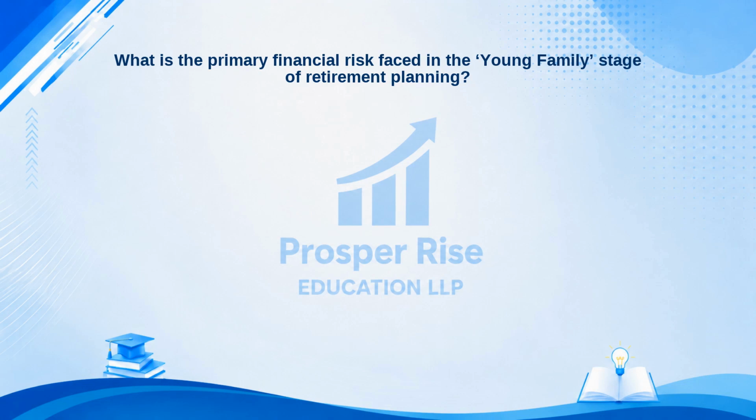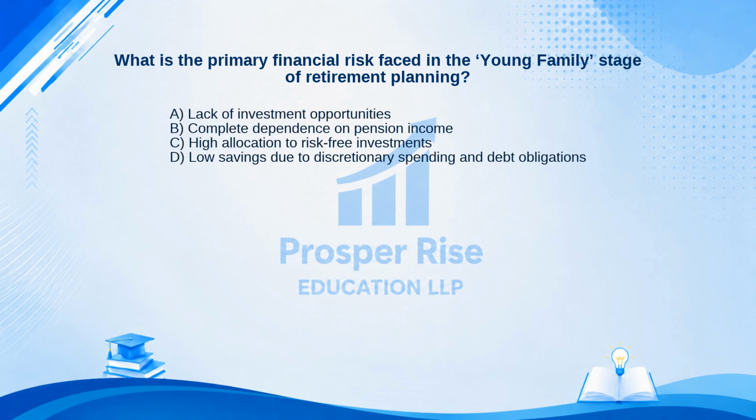Test your knowledge with this one. What is the primary financial risk faced in the young family stage of retirement planning? Here are your options. A. Lack of investment opportunities. B. Complete dependence on pension income. C. High allocation to risk-free investments. Or D. Low savings due to discretionary spending and debt obligations.